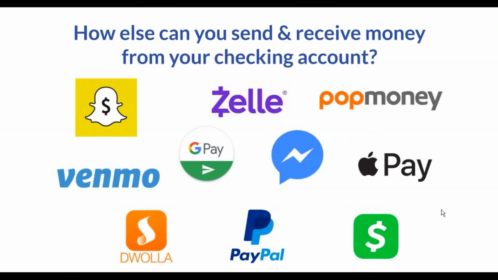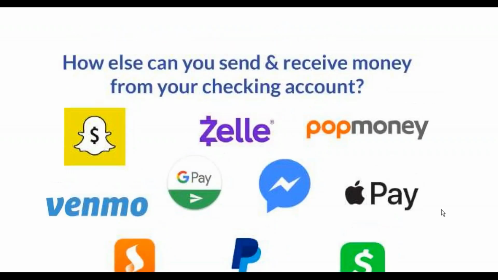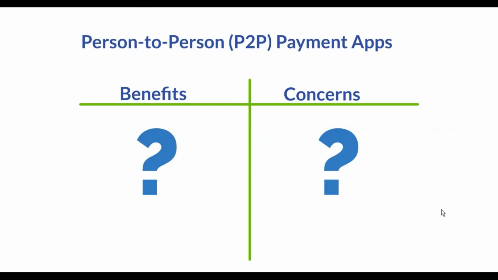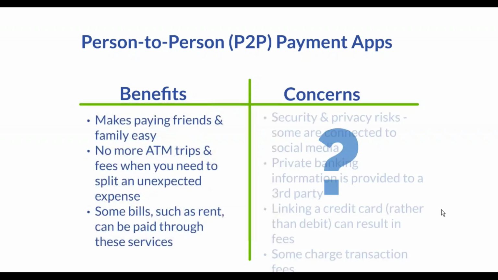From there, we move on to other ways that they can send and receive money from their checking account. These are all different person-to-person payment apps, and the students are going to be very familiar with these. This is the way that most of them send and receive money and manage IOUs among their friend groups. These apps are really convenient, but there are also some concerns we want to make sure that they understand. Ask the students what they think the benefits and concerns are before putting the answers up on the screen.